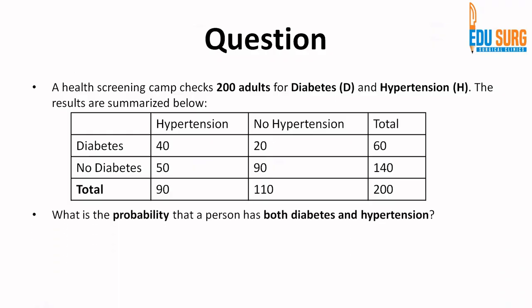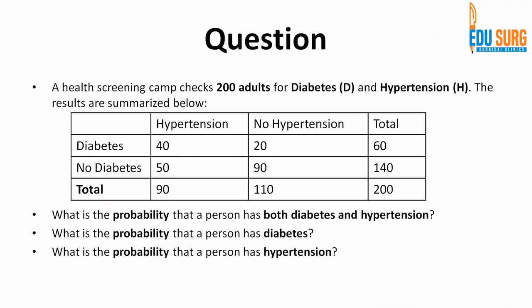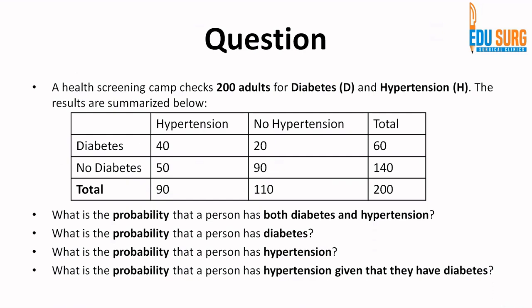The questions you have been asked are: what is the probability that a person has both diabetes and hypertension? What is the probability that a person has diabetes? Probability of a person having hypertension? What is the probability that a person has hypertension given that they have diabetes? Are diabetes and hypertension independent events? So these are the various questions that you have been asked.